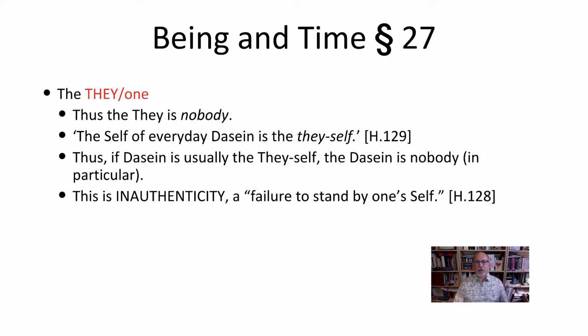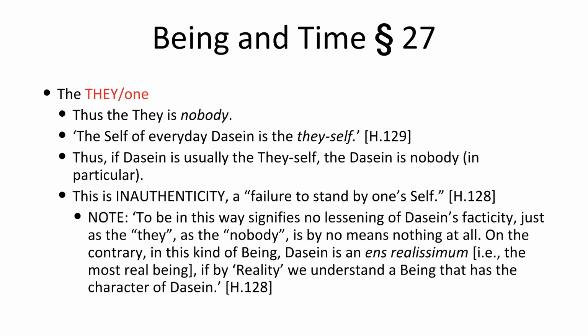That's inauthenticity. As he puts it, a failure to stand by oneself, by one's own, by one's autos, by one's eigen, right? And Heidegger makes a note here. He says, look, to be in this way, which we are, all of us are for the most part, signifies no lessening of Dasein's facticity, just as the they, as the nobody, by no means is nothing at all. Right. On the contrary, in this kind of being, Dasein is an ens realissimum, you know, in other words, the most real thing, reality. If by reality we understand a being that has the character of Dasein, right?